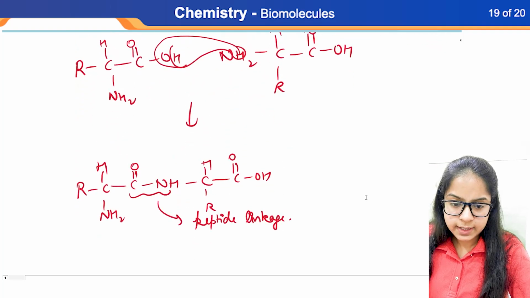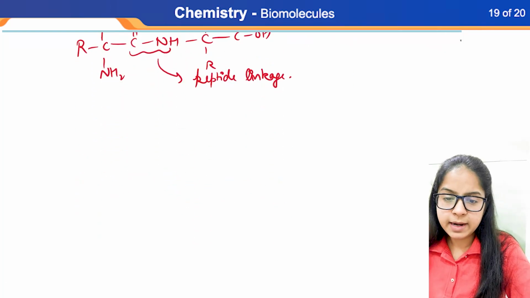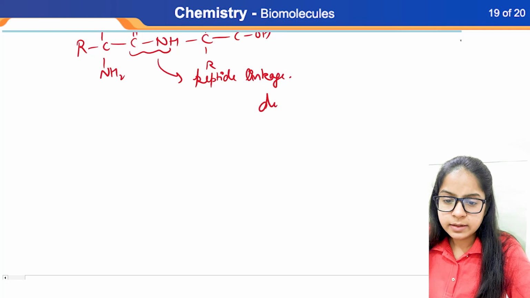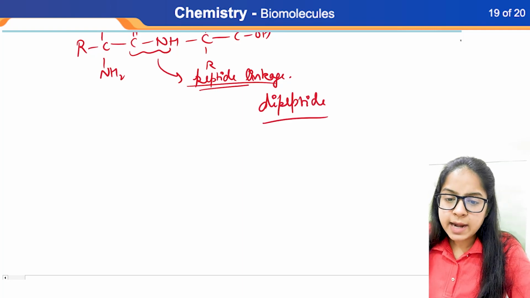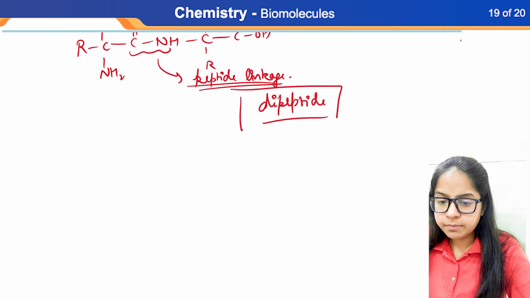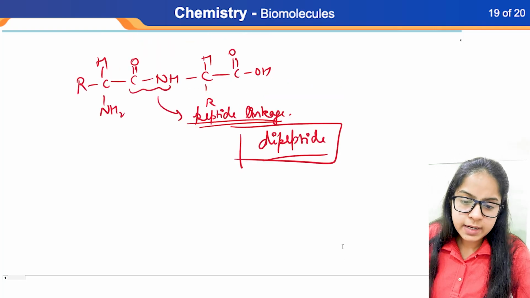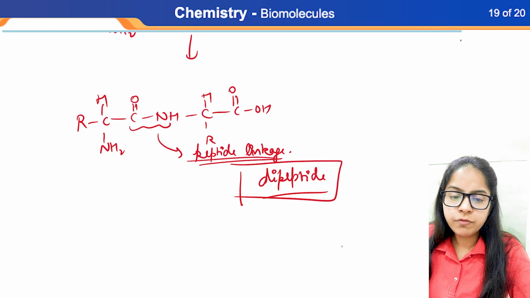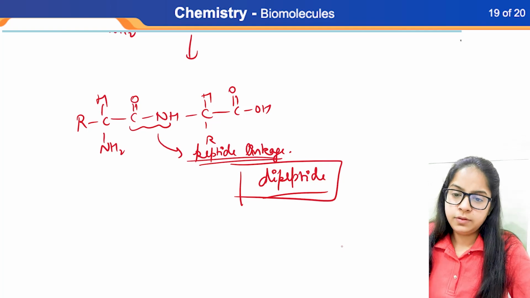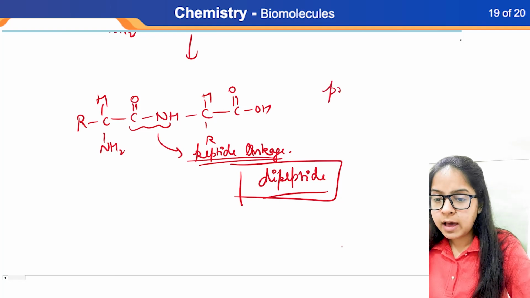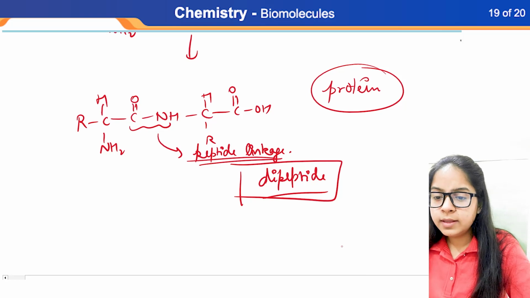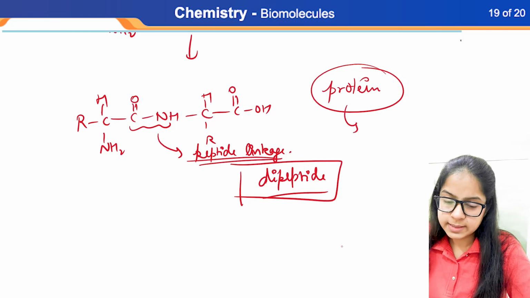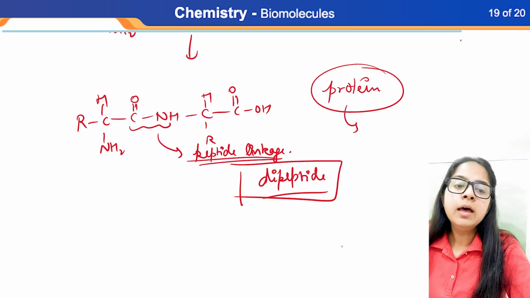So this is a dipeptide. Remember that the peptide linkage doesn't make this a dipeptide. Dipeptide is according to the number of amino acids that are joined. So these amino acids are joined together. Proteins are not made of only these two. There are a number of alpha amino acids that join together to form the protein.